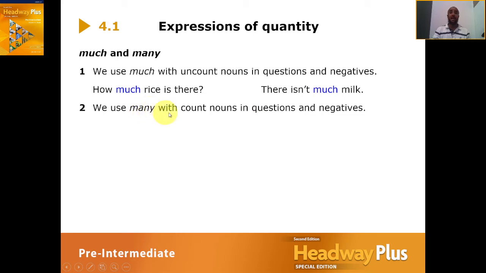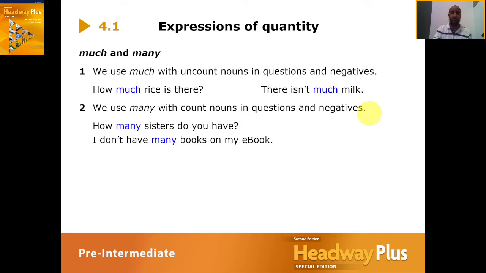Now with the countable nouns, we use many. We can also use it in questions and negatives too. Let's look at some examples. Here we can say, how many sisters? If you see the noun sisters, we have an S, so we know sister is a countable noun. How many sisters do you have? And the negative: I don't have many books. Many goes with the countable noun books.